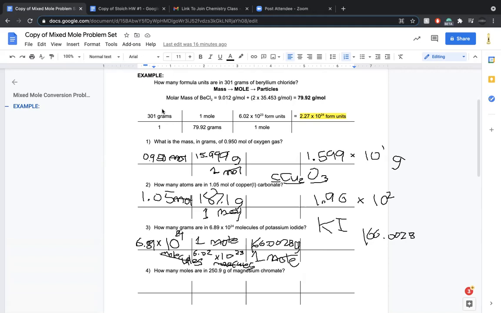So we're going to do 6.89 divided by 6.02. Can you tell me what that is real quick? 6.89 divided by 6.02. Okay. And then when you have that, multiply that by the molecular mass of potassium iodide.